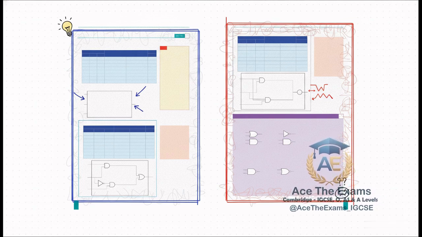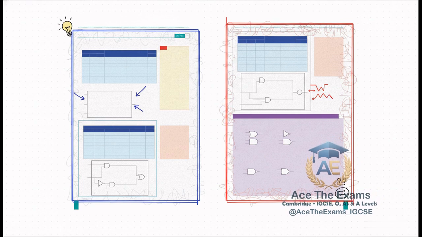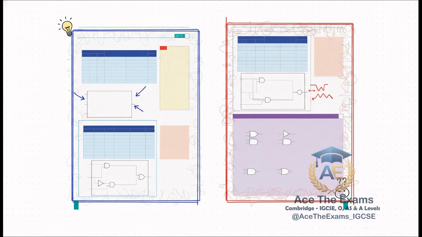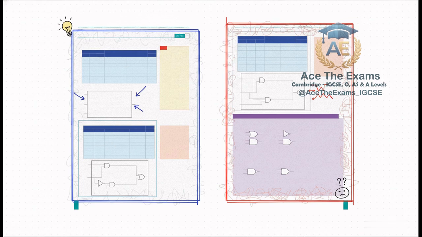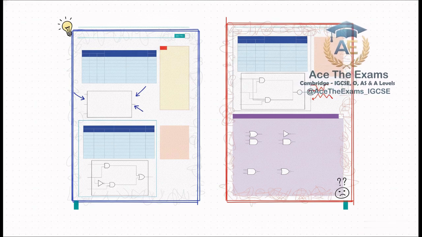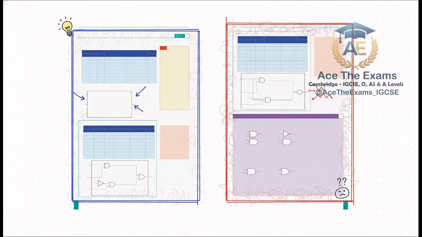Look at the truth table on the left. It actually uses those intermediate working columns we just talked about. It calculates A AND B first, then NOT B AND C, and then the final output X. It's clean, it's readable, it's complete.